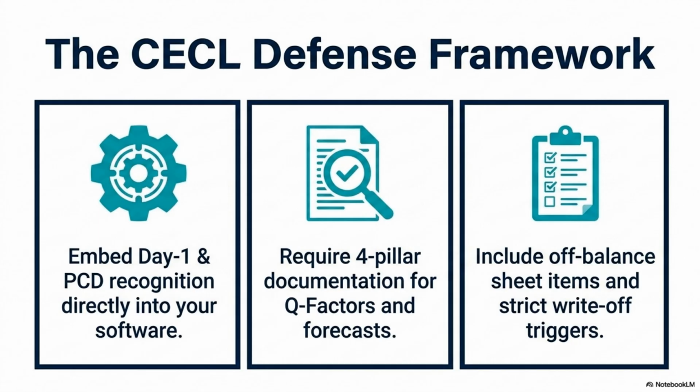Third, include off-balance sheet items and strict write-off triggers in your period-end checklist so nothing falls through the cracks. Apply these 3 disciplines consistently, and CECL compliance becomes a process, not a scramble.